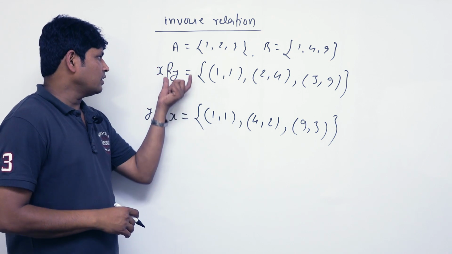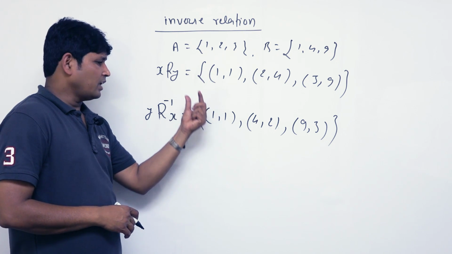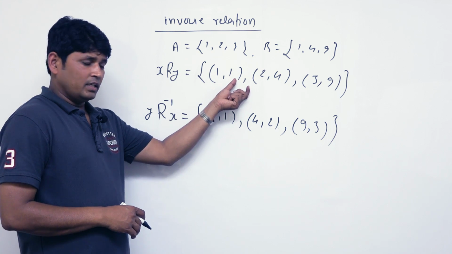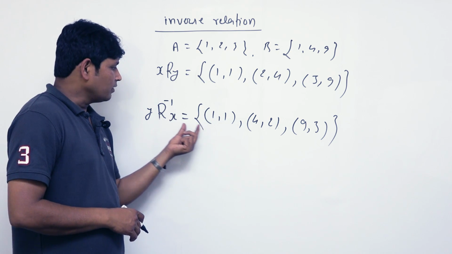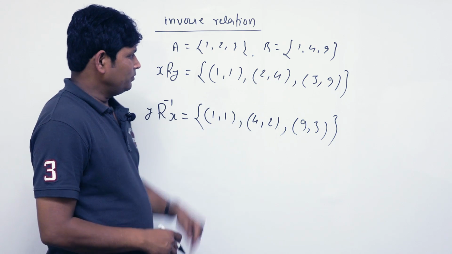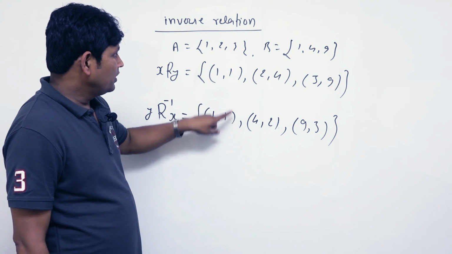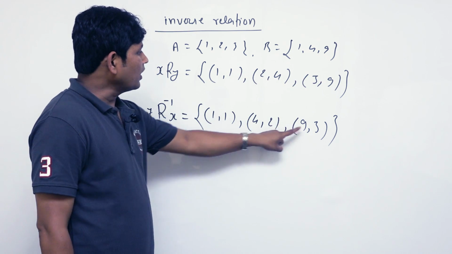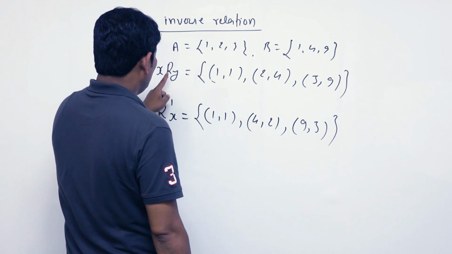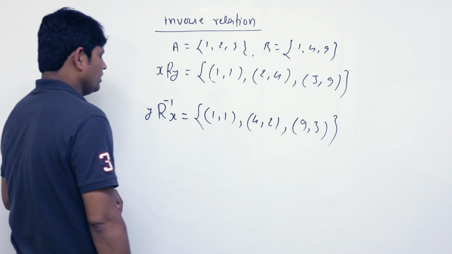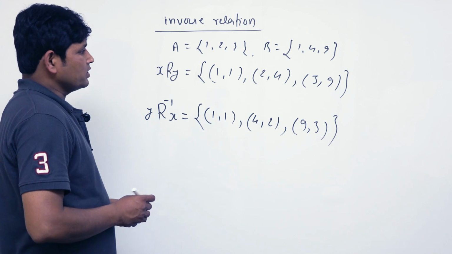So what is the difference between the relation and its inverse? The domain of the relation is the range of the inverse. Here the domain is 1, 2, 3, so the range of the inverse is 1, 2, 3. The range of the relation is 1, 4, 9, and the domain of the inverse is 1, 4, 9. So the domain of the relation is the range of the inverse, and the range of the relation is the domain of the inverse. This is how we understand the inverse relation.